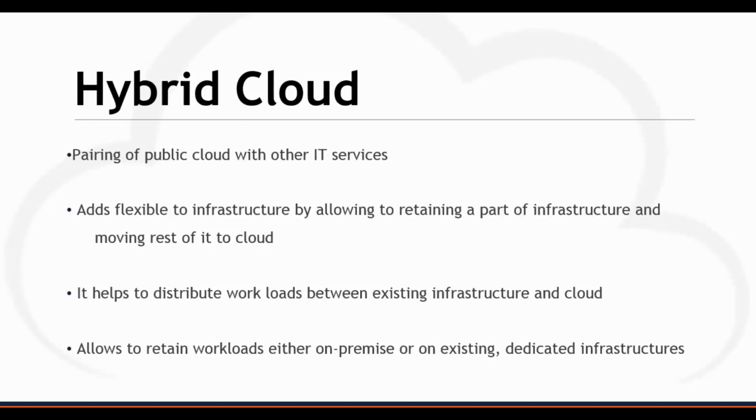A hybrid cloud is a combination of at least two clouds, where the combination includes public, private, and/or community. Hybrid cloud provides the flexibility to retain a part of the infrastructure while moving others to the cloud. It allows workloads to be split between existing infrastructure and the cloud. Hybrid could also allow the workload to be retained both on-premise and off.